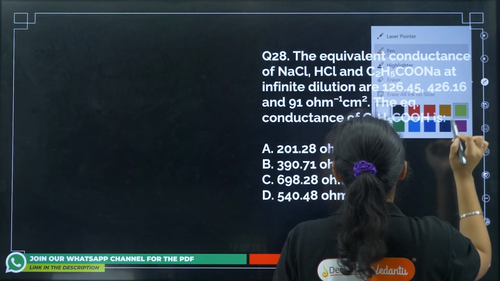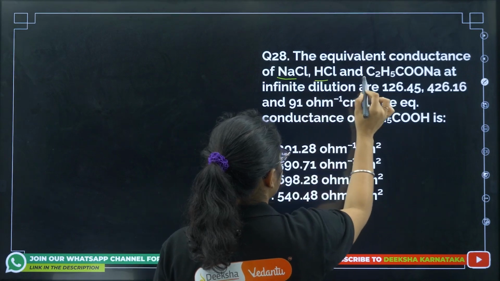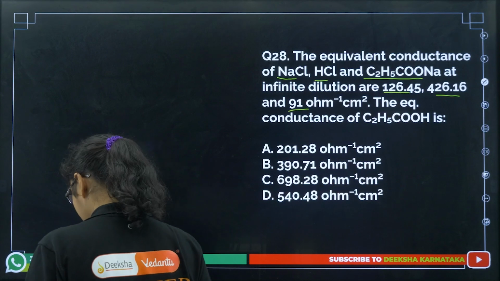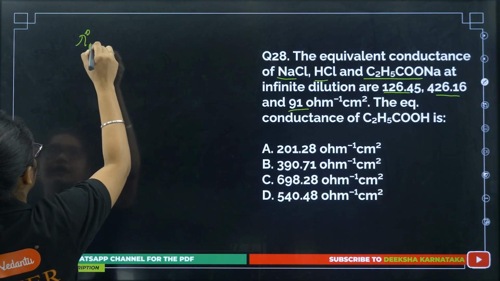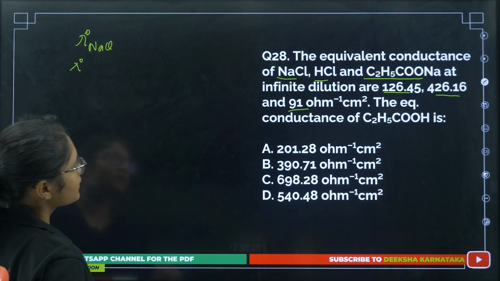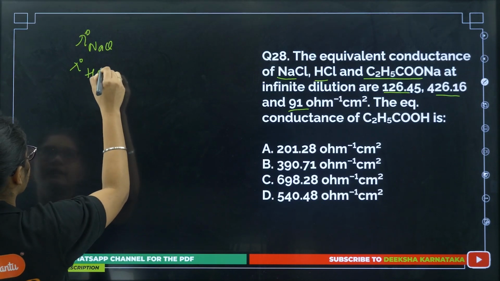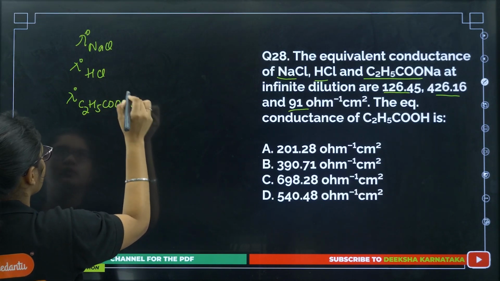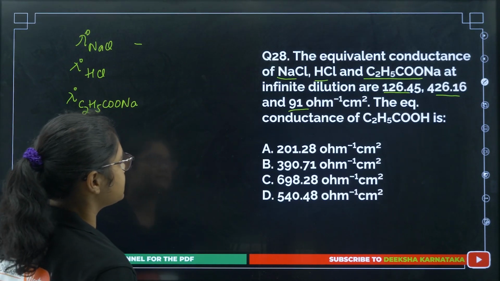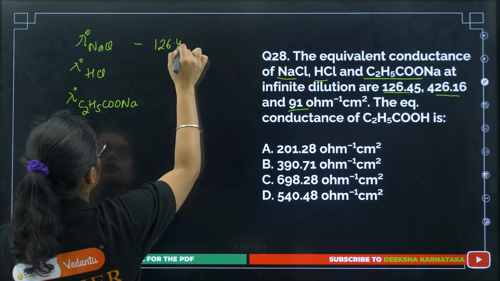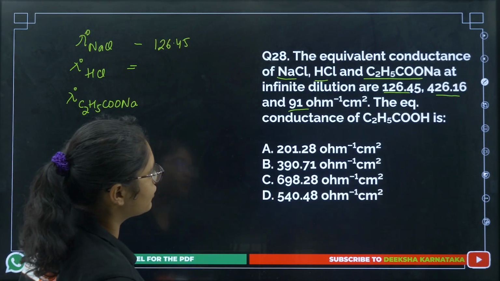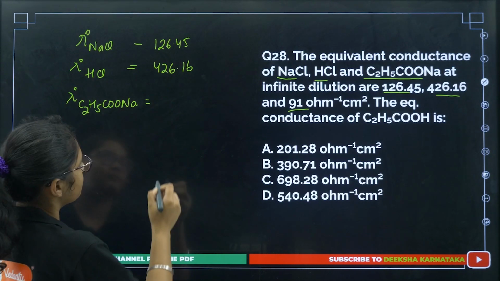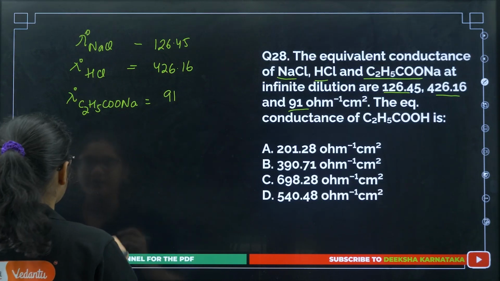The equivalent conductances of NaCl, HCl and C2H5COONa at infinite dilution are given to us. So first let us note down these values. For infinite dilution, for NaCl, then I have for HCl, and next one is for C2H5COONa. So NaCl value is how much? 126.45. Okay, HCl value is how much? 426.16, and the salt value is how much? 91. Okay, so now I want to calculate according to the question.